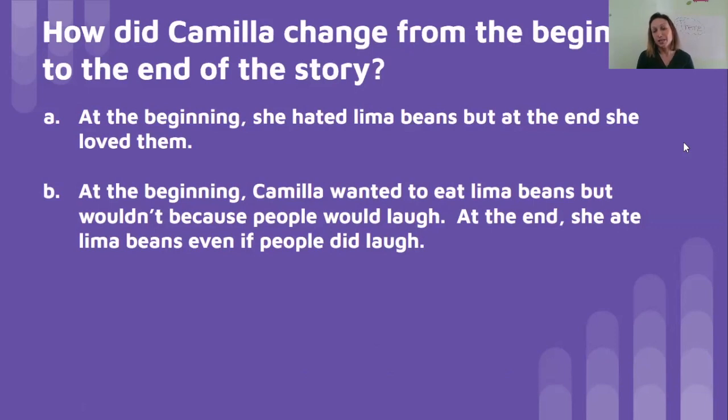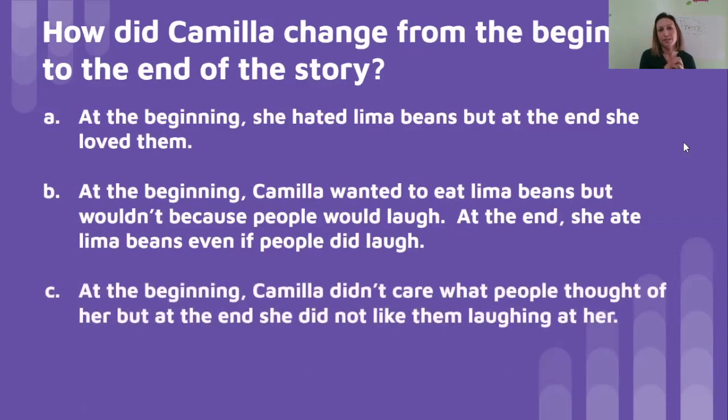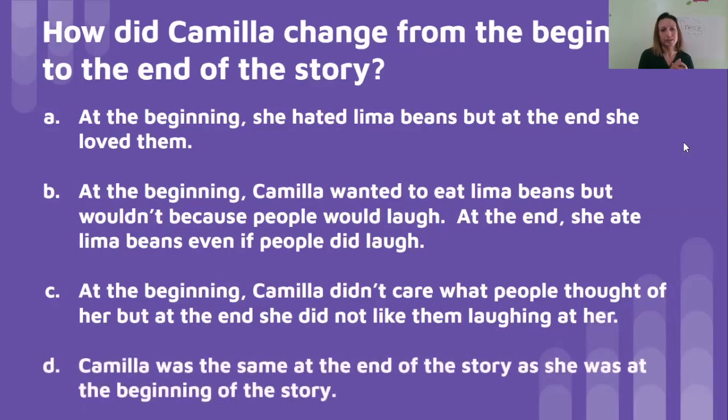At the beginning, was she eating Lima beans? No, but she wanted to. Was she eating them at the end, even with people laughing at her? So B seems like a pretty good answer. She changed from not eating Lima beans because people would laugh to eating them even though people did laugh. Let's look at C. At the beginning, Camilla didn't care what people thought of her, but at the end, she did not like them laughing at her. That's kind of the opposite of the story, isn't it? She did care what people thought of her, and then at the end, she didn't mind. She didn't let them laugh at her, and she didn't care. So C is not a good answer.